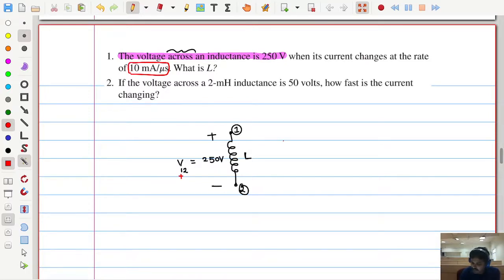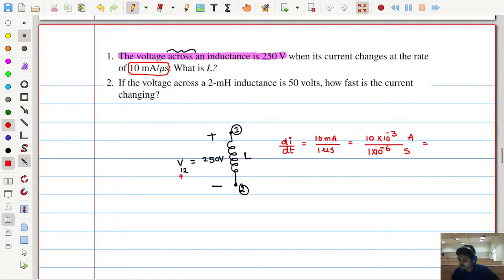What does it mean? The amount of the current change is di by dt. How much current is changing? 10 milliamperes for how much time? 1 microsecond. Try to convert these units into SI units, simply remove all prefixes. Write this as 10 into 10 power minus 3 amperes divided by 1 micro, which means 1 into 10 power minus 6 seconds. So amperes per second.